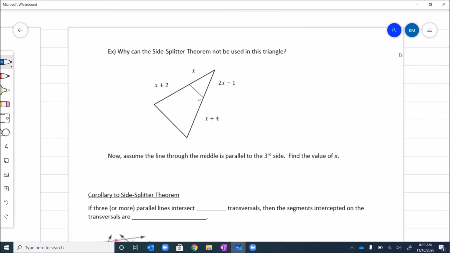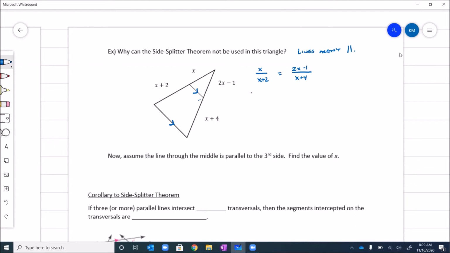and so we can't use it until we know that. All right, so now it says, assume that the line through the middle is parallel to the third side, find the value of x. So now they're telling us this line's parallel, or to treat it like it's parallel. Now we can use our side splitter theorem, and we'll set up our proportion, which should be something like x over x plus 2 equals 2x minus 1 over x plus 4.